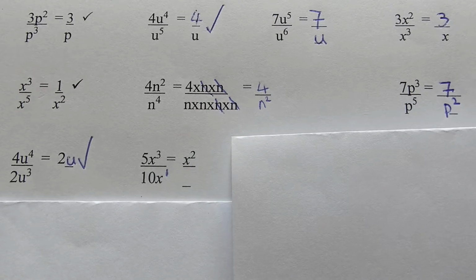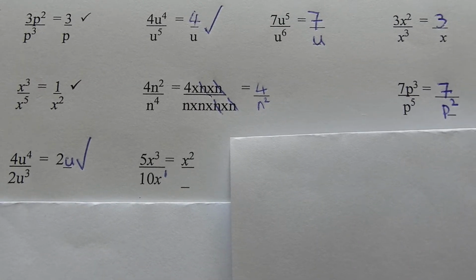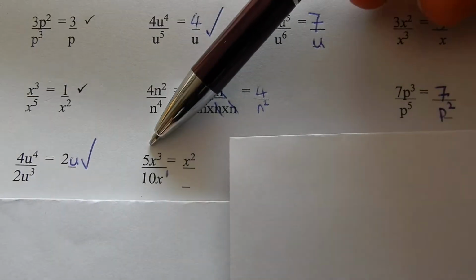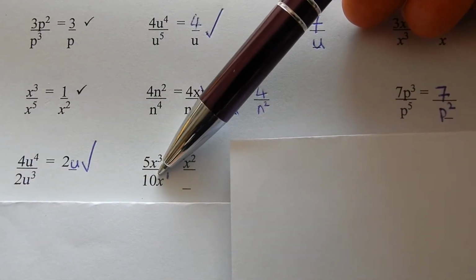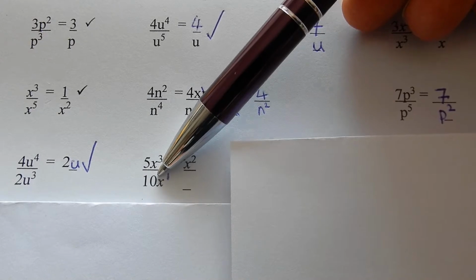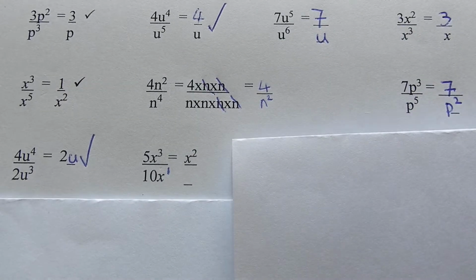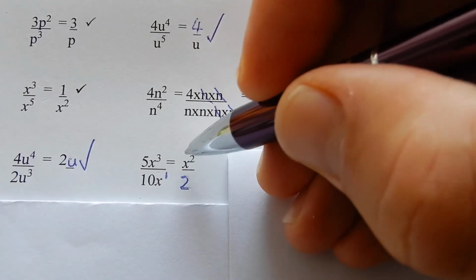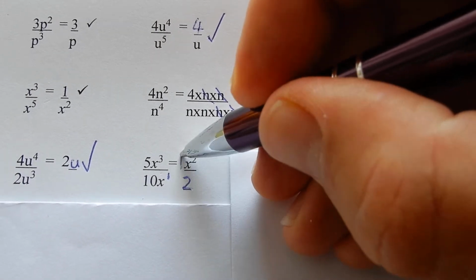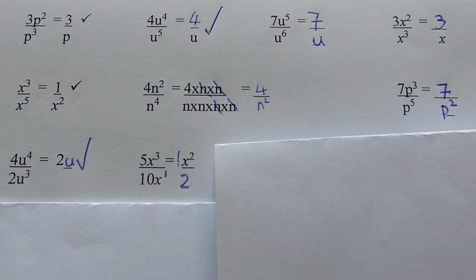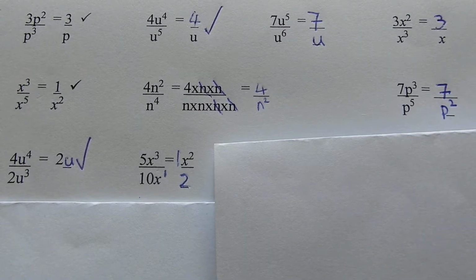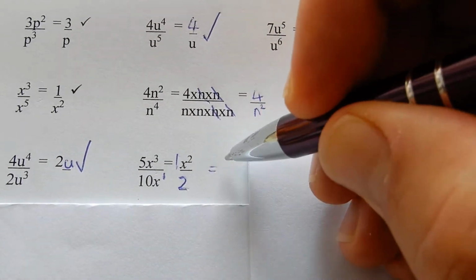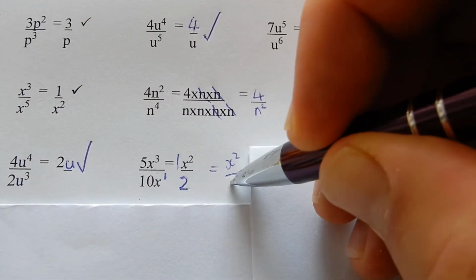5 divided by 10. That's going to be a half. And the way we show that, 5 apples divided by 10 people. 5 apples, 10 people. That's a half each. So we put the 2 on the bottom. Now we could put a 1 here. But again, we leave out the ones to keep life more simple. Let's write that down. Equals x squared over 2.